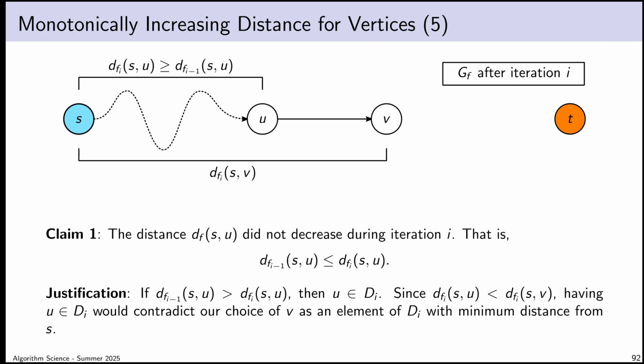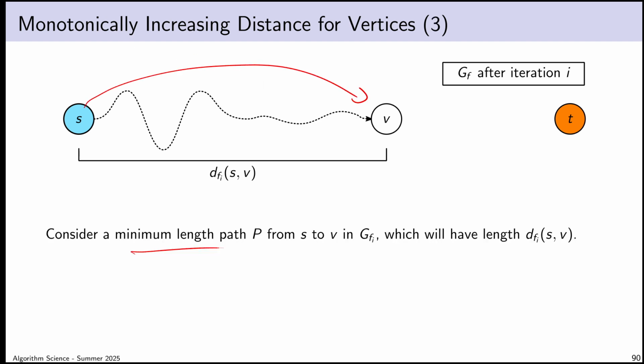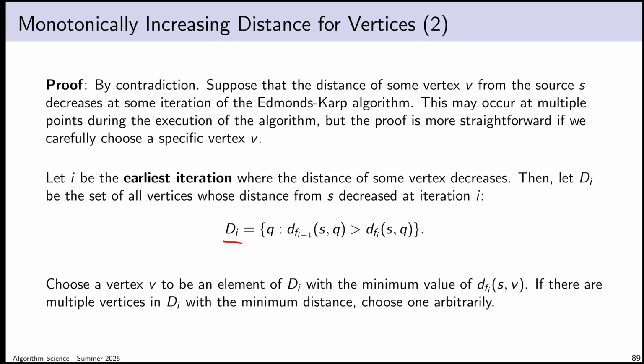So my claim is that the distance from S to U did not go down between iteration I minus 1 and iteration I. And my justification is that if it did go down, well, remember that I defined this set a few slides ago, this set D_i of all the vertices whose distance went down during that iteration. If the distance to vertex U went down, then vertex U is a member of this set. Also remember that I chose vertex V to be the element of D_i with the minimum distance.